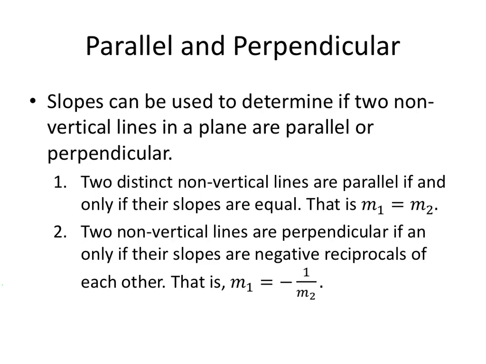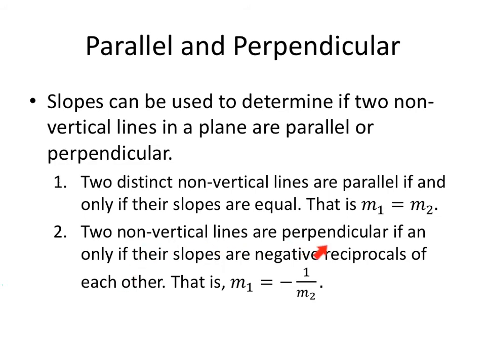Alright, throw a couple of facts at you here. Slopes can be used to determine if two non-vertical lines in a plane are parallel or perpendicular. Now we say non-vertical because vertical lines have the same x value. And if they have the same x value, the denominator in the slope formula would be 0, and so we can't talk about a slope. So we have to say non-vertical lines. So two distinct non-vertical lines are parallel if and only if their slopes are equal. That's it. If the slopes are equal, the lines are parallel.